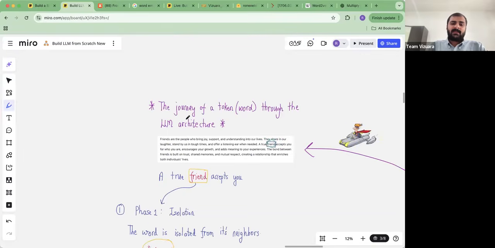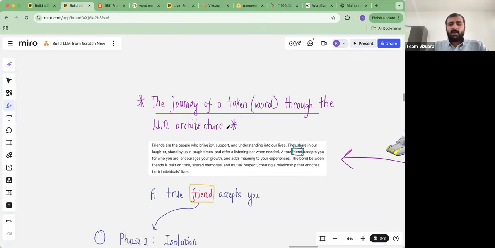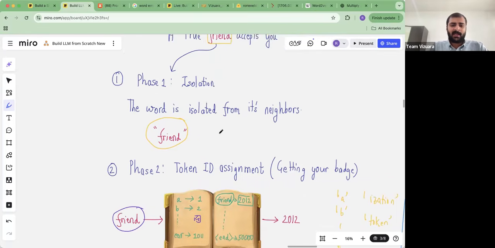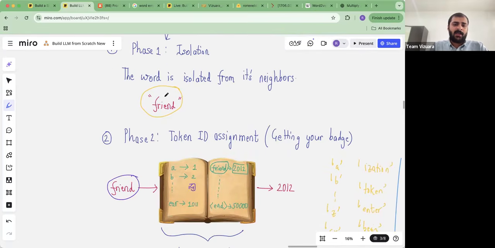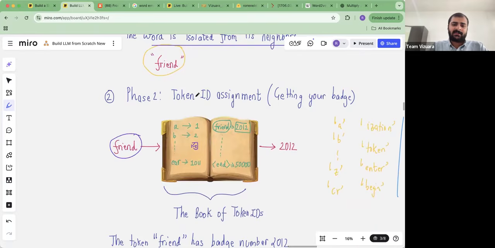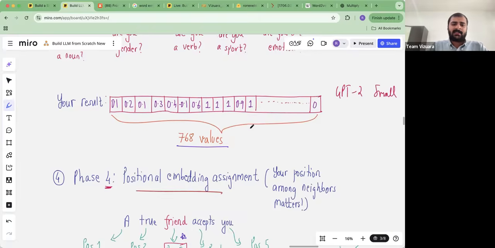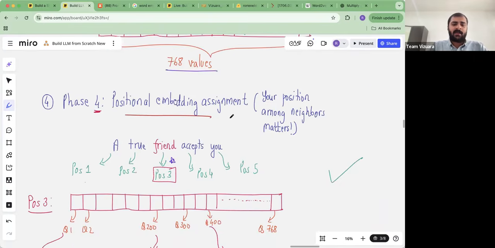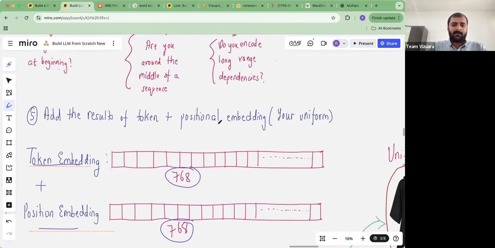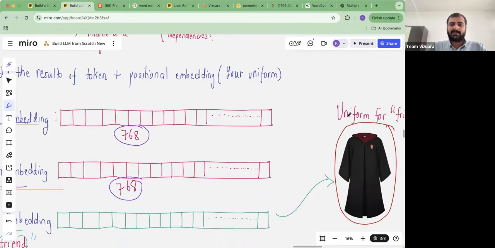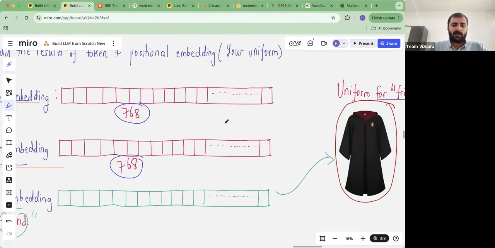So I had made this kind of journey of a token through an LLM architecture. And the way it happens is that, again, first thing is every token is first isolated from its neighbors. It's assigned a token ID based on the vocabulary. It's assigned a token embedding vector. It's assigned a position embedding vector. And the addition of token embedding and position embedding is the input embedding. That's like a uniform, right, for every token.